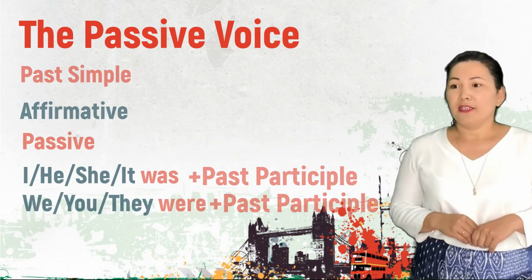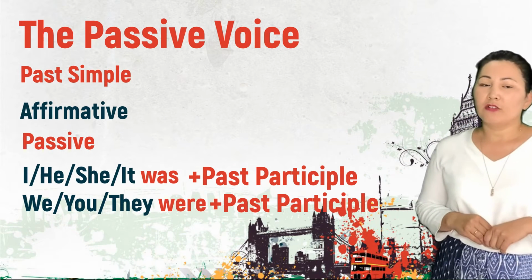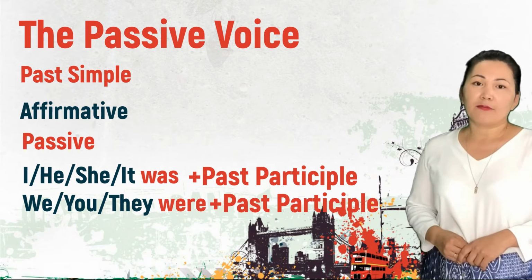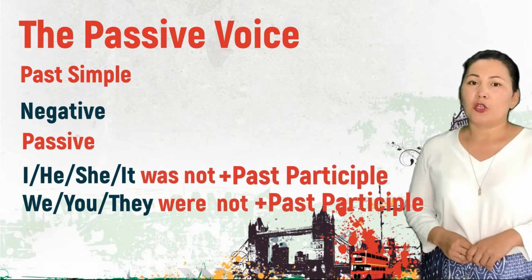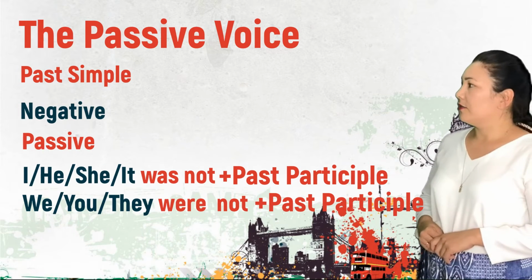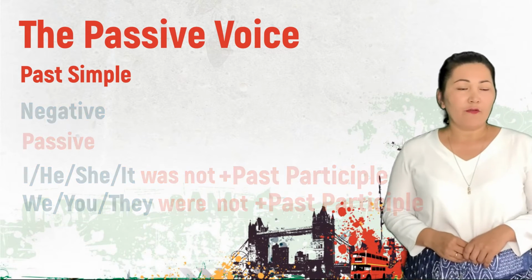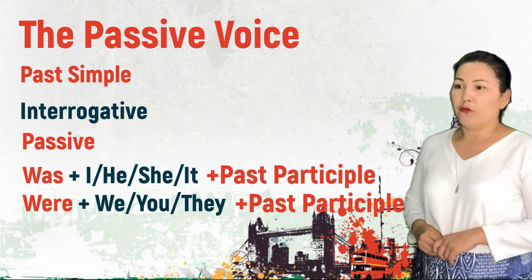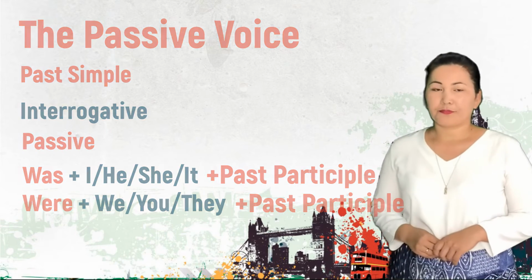Past simple in passive voice. For affirmative forms, we use auxiliary verb was, were, and the main verb in past participle. In negative form, we use not after the auxiliary was, were. And in interrogative form, we use auxiliary verbs was, were before the subject and the main verb in past participle.